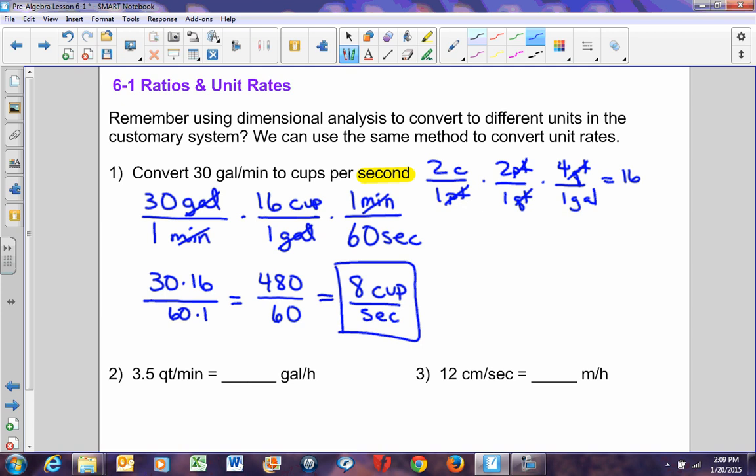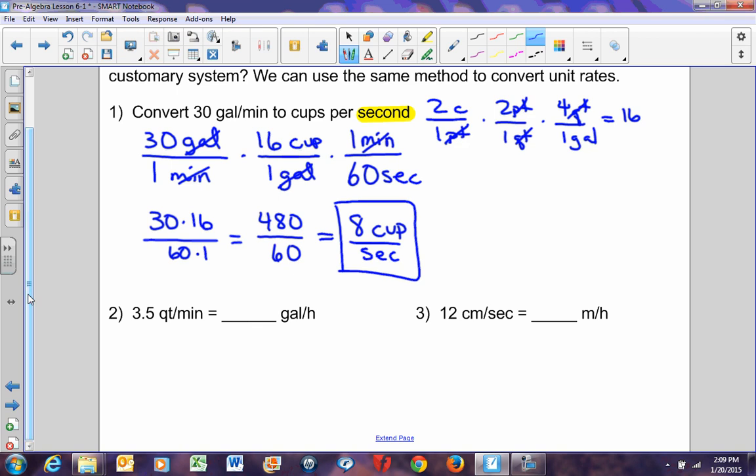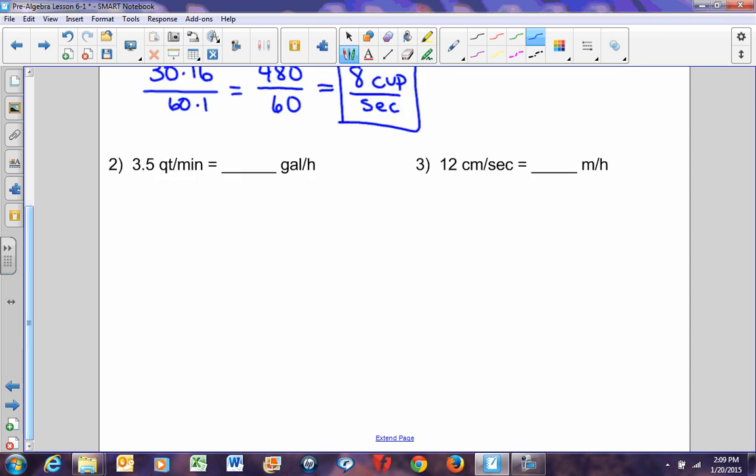I'm allowing you to use a calculator, which means all the computations are now very easy, which means I need to know what you are doing to get to your answers so that I can tell whether or not you're doing the proper setup. So it's very, very important. Let's look at this next problem. We're going to convert 3.5 quarts per minute to gallons per hour. Okay, so I'm going to simply write exactly what I see.